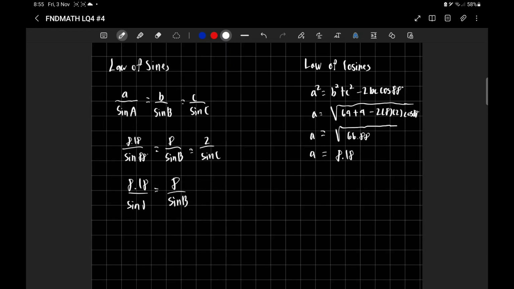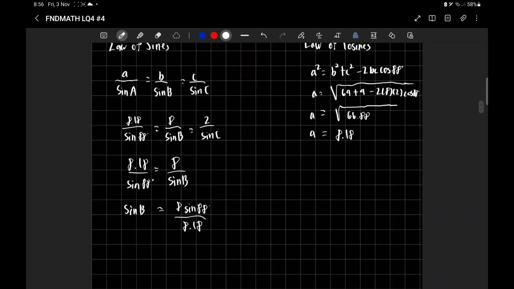So sine 88 degrees. So we cross multiply. So sine B is equal to 8 times sine 88 degrees over 8.18. Solving for that, 8 times sine 88 degrees over 8.18, we get that sine B is equal to 0.977. But don't be confused, right?